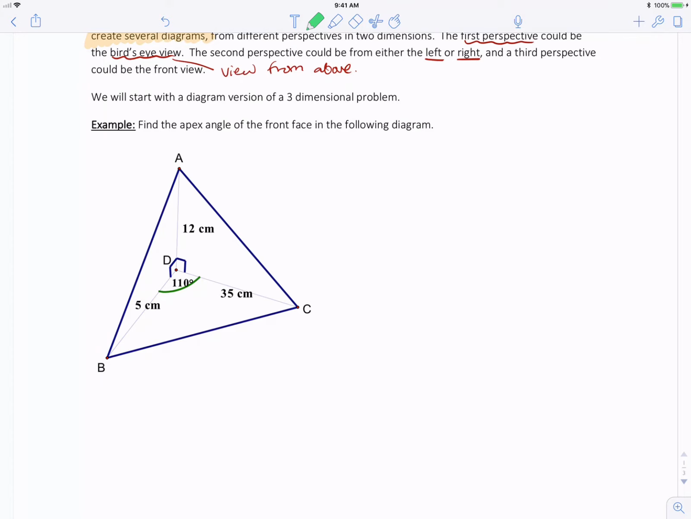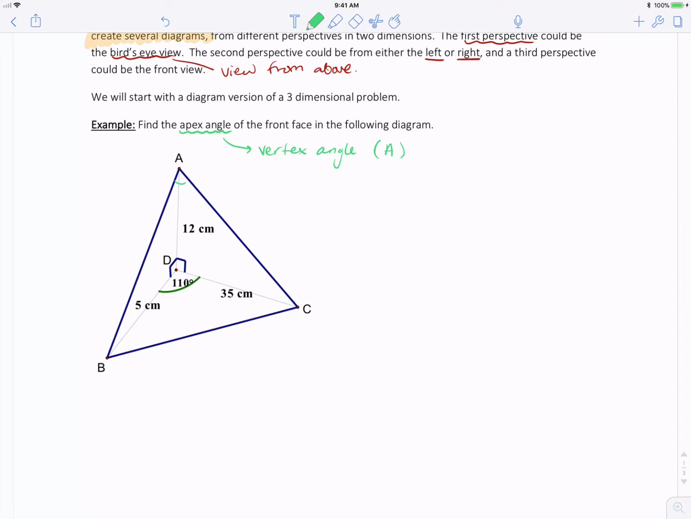Find the apex angle of the front face in the following diagram. Well, this is a little bit of a new word. Apex angle means the angle at the vertex. So the vertex angle. And in this situation, it's referring to the upper vertex, vertex A.